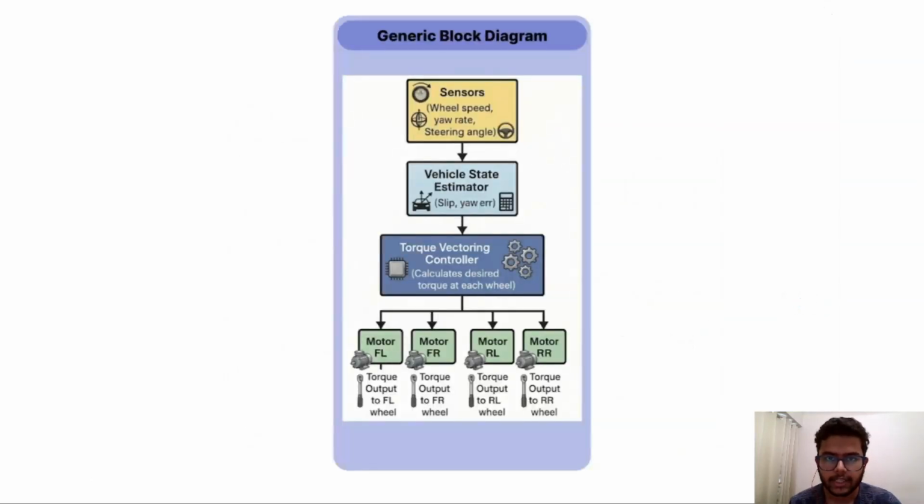This is a generic diagram of how torque vectoring works. It starts with sensors: wheel speed, yaw rate, steering angle, and many more. Then the sensors feed data to the vehicle state estimator, which calculates slip and error, the vehicle's actual versus expected behavior. The information then goes to the torque vector controller, which decides how much torque each wheel should receive. Finally, the command goes to all four wheels independently. This is a form of complete closed loop control system.